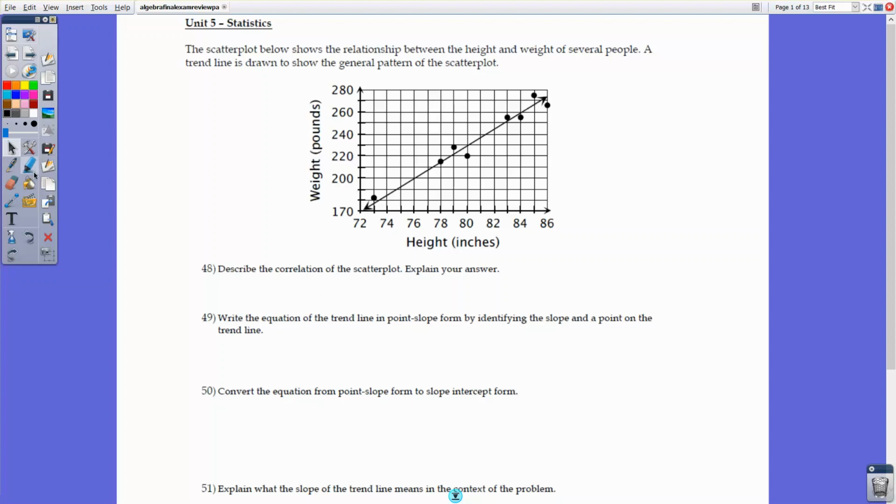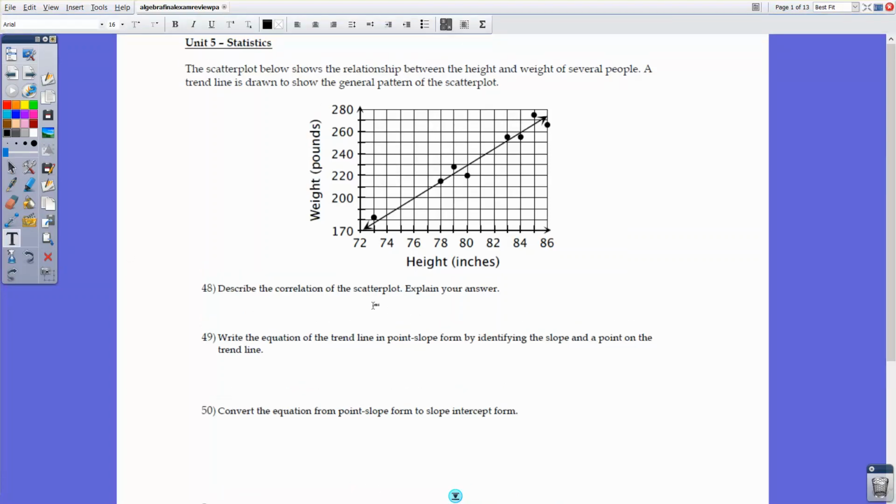In this particular question, we have a scatter plot showing the relationship between the height and weight of several people. A trend line is drawn to show the general pattern of the scatter plot. Our question here is to describe the correlation of the scatter plot and explain our answer. We have a trend line and some points, but note that all of these points are very close to the trend line. This is a strong positive correlation. Points are close to the trend line.